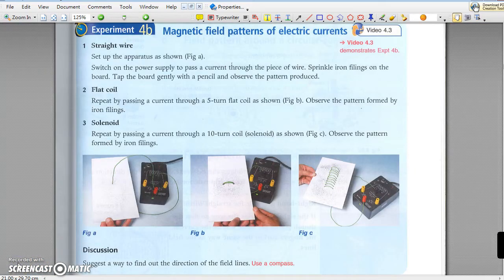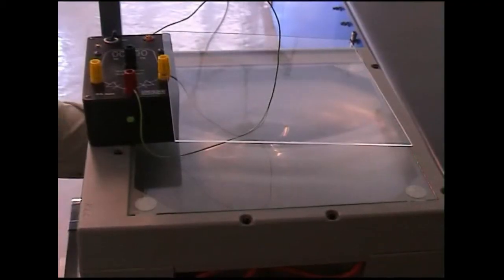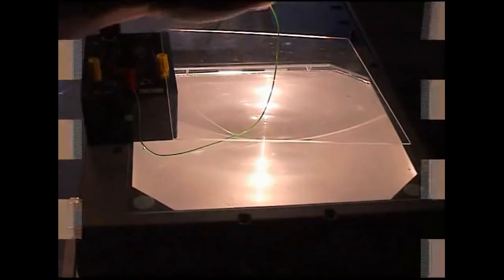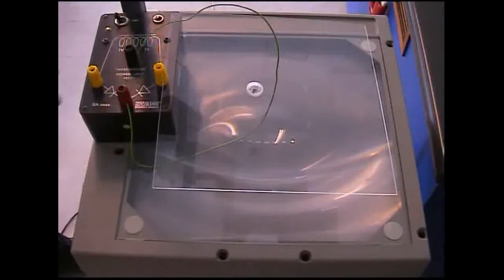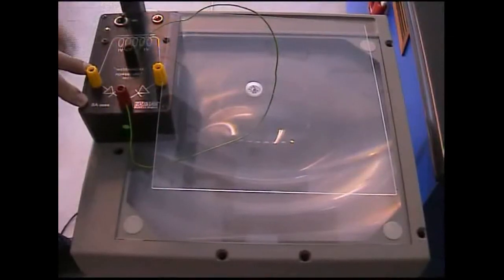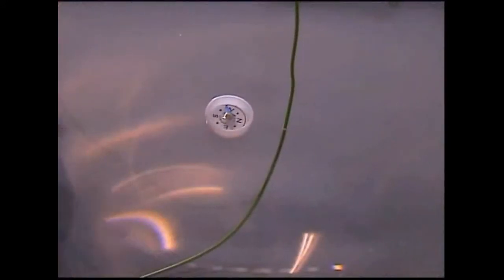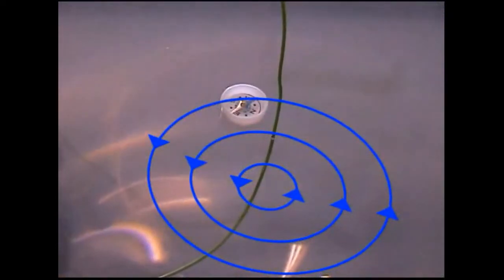Let's take a look at the following experiment to see how different electric current configurations may produce different magnetic field patterns. Switch on the supply and sprinkle iron filings on the board. Tap the board gently with a pencil and observe the pattern produced. Remove the iron filings and use a plotting compass to investigate the magnetic field pattern. Move the compass around the wire and note the direction of the needle.